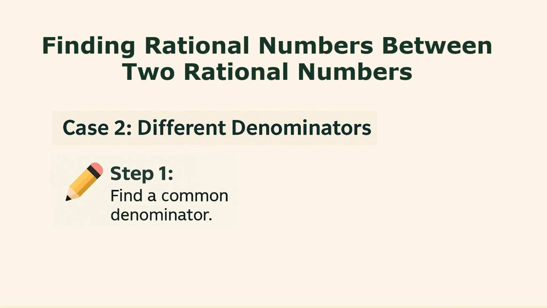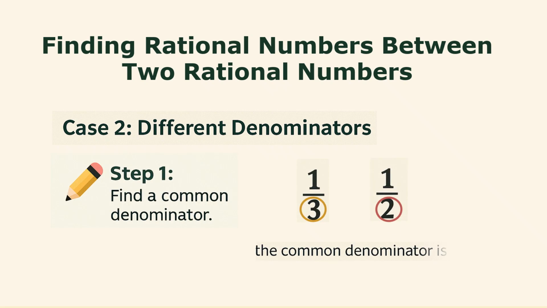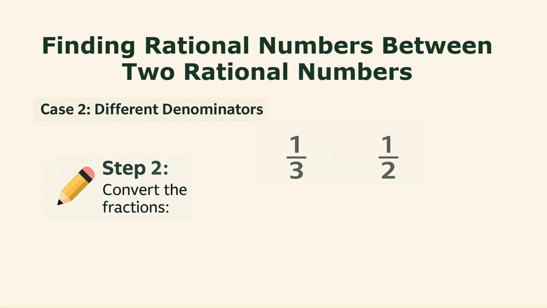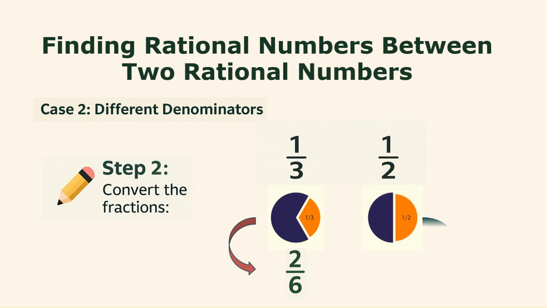The first step is to find the common base. And the common denominator between 3 and 2 is 6. The second step is to convert the fractions. 1/3 can be converted into 2 over 6 by multiplying 2 in the numerator and in the denominator. In the same way, we convert 1 over 2 to 3 over 6 by multiplying 3 in the numerator and in the denominator.